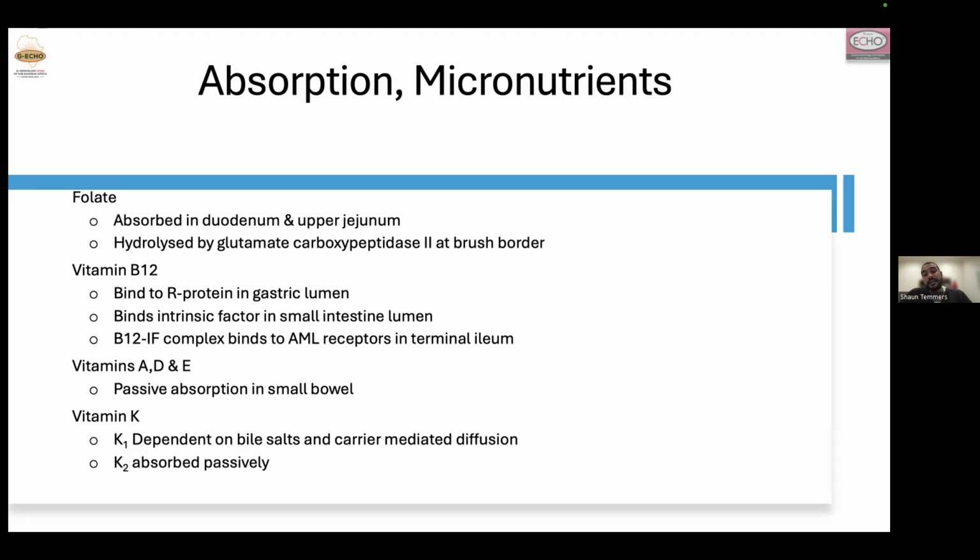Vitamin K has two forms of absorption that can occur, and it depends on the metabolism of the vitamin K itself. So vitamin K1 can be dependent on bile salt absorption, and it's carrier mediated with active diffusion. K2 is actively converted by intestinal bacteria, and that can get absorbed passively across the terminal ileal enterocyte border.